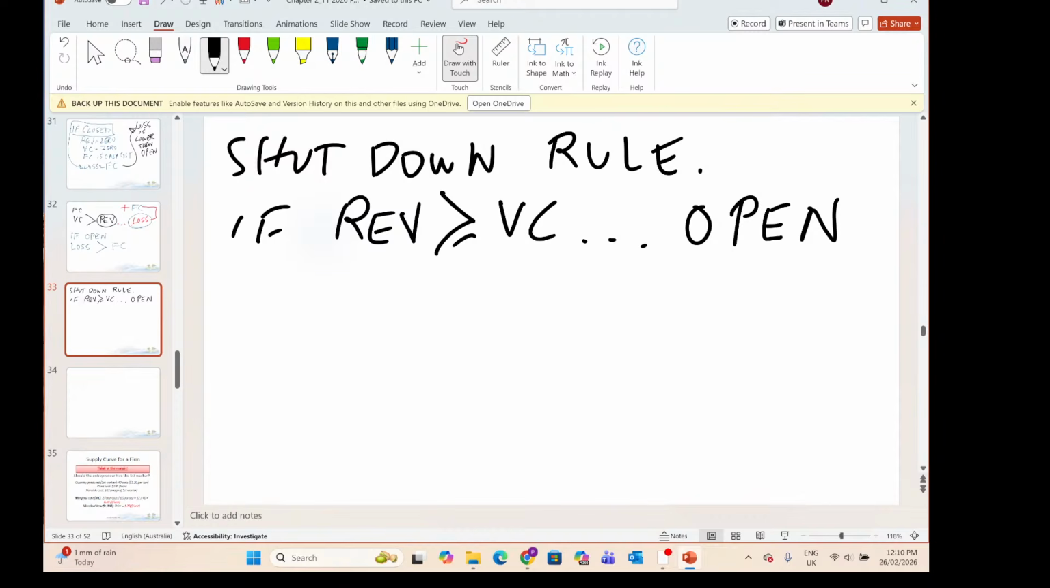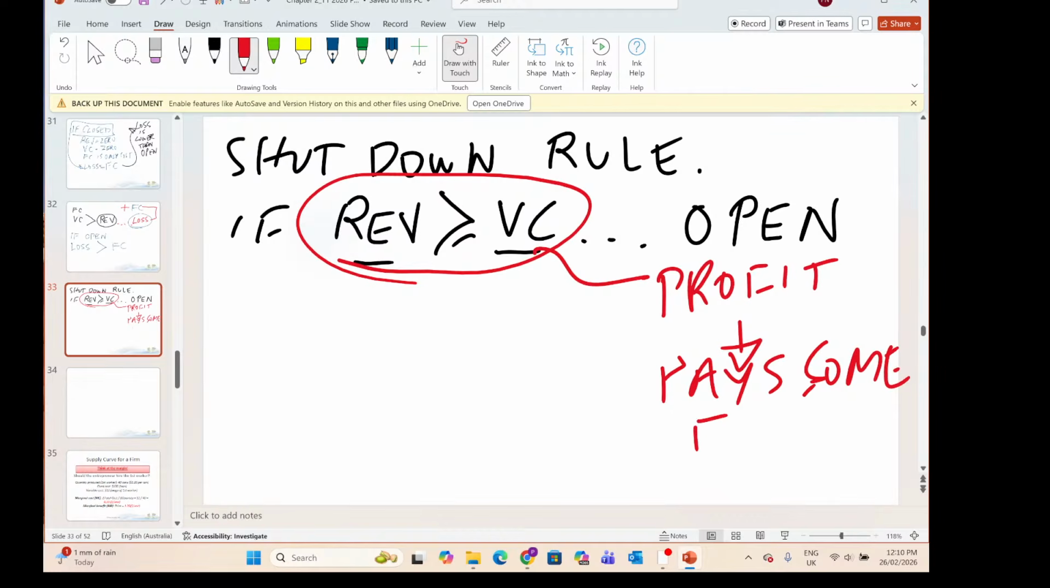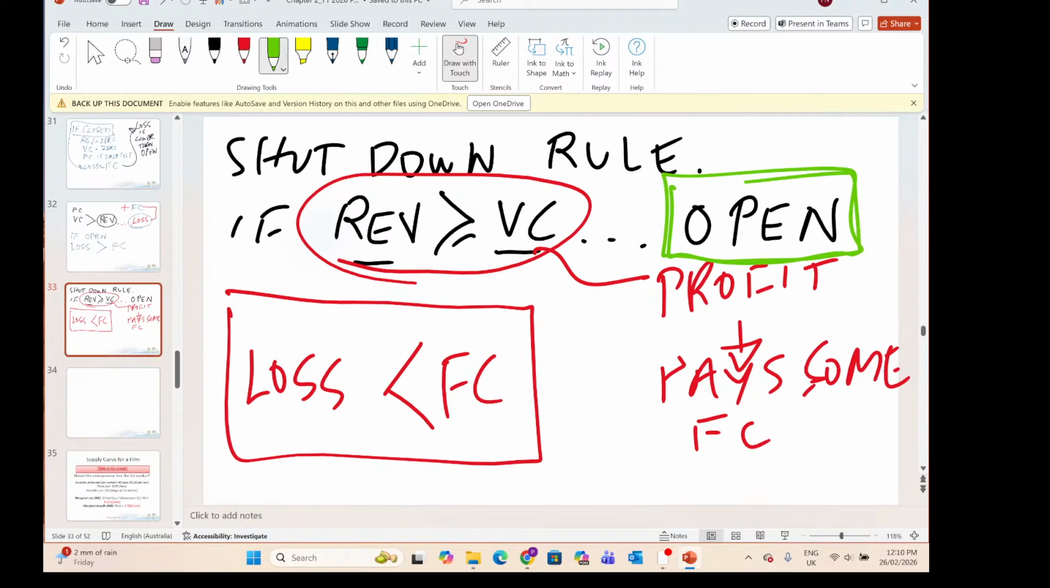Why are you open? Because if revenue is greater than the variable cost, you make a little profit on this part of the business, and that pays some of the fixed cost. And if that's the case, the loss is less than the fixed cost. It's less than if you closed. So if revenue is greater than the variable cost, you should open. That's the open rule. So we look at the variable cost and our revenue and we decide whether we're open.